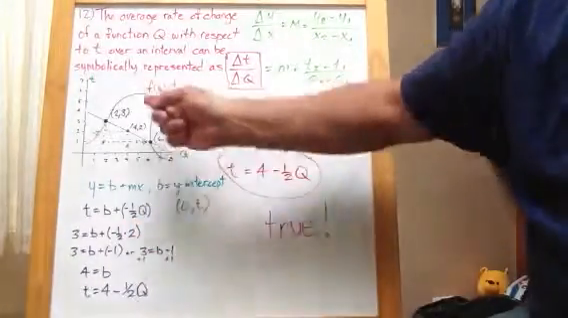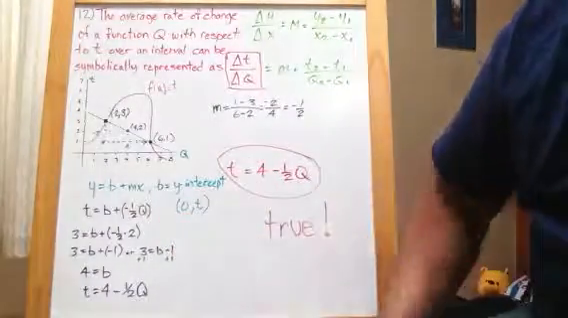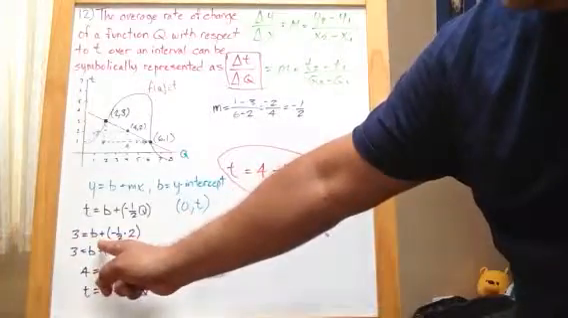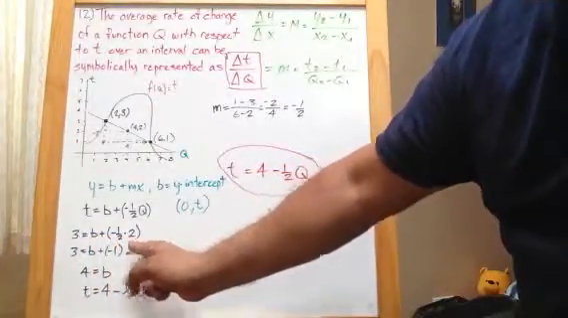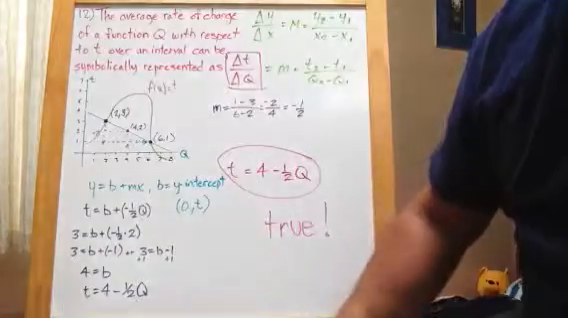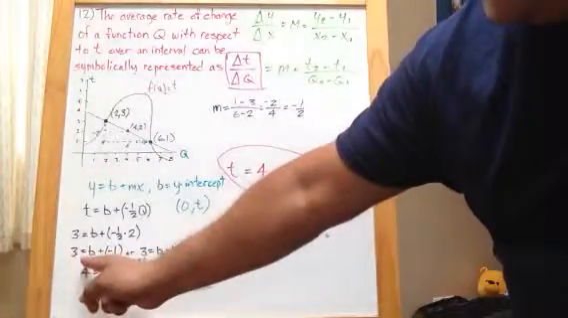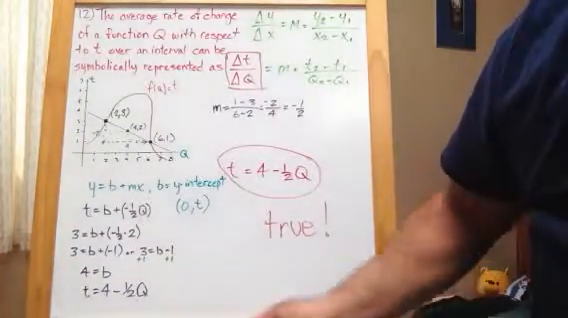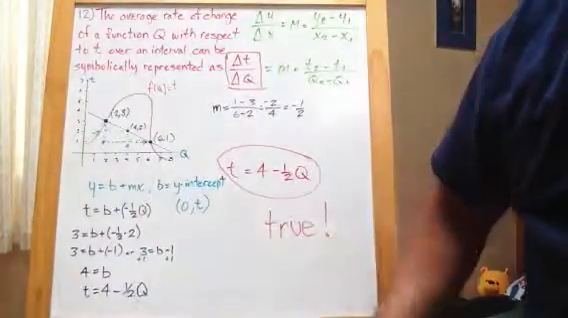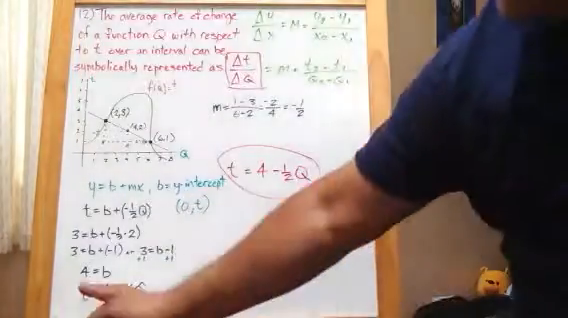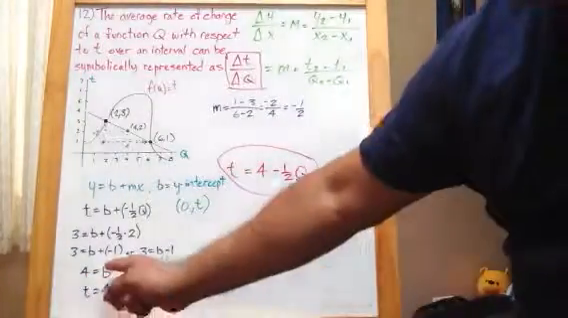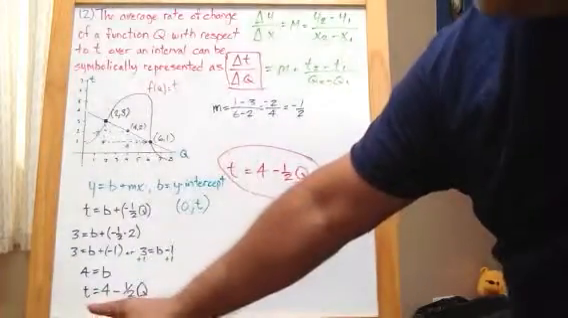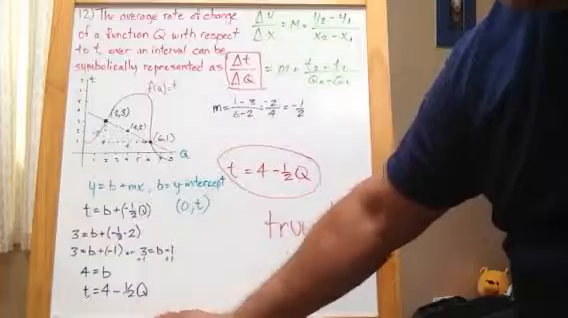Well, let's take one of these pairs. We'll take 2 and 3, and we'll substitute it for t and q. And what we get is 3 is equal to b plus negative 1/2, our slope, times 2, our q value. That changes to 3 is equal to b plus a negative 1, or 3 is equal to b minus 1. Now we're going to add the opposite of minus 1 to both sides to isolate our b, and what we get is 4 is equal to b. Well, now we know our y-intercept is 4. So our slope-intercept form is t is equal to 4 minus 1/2 q.